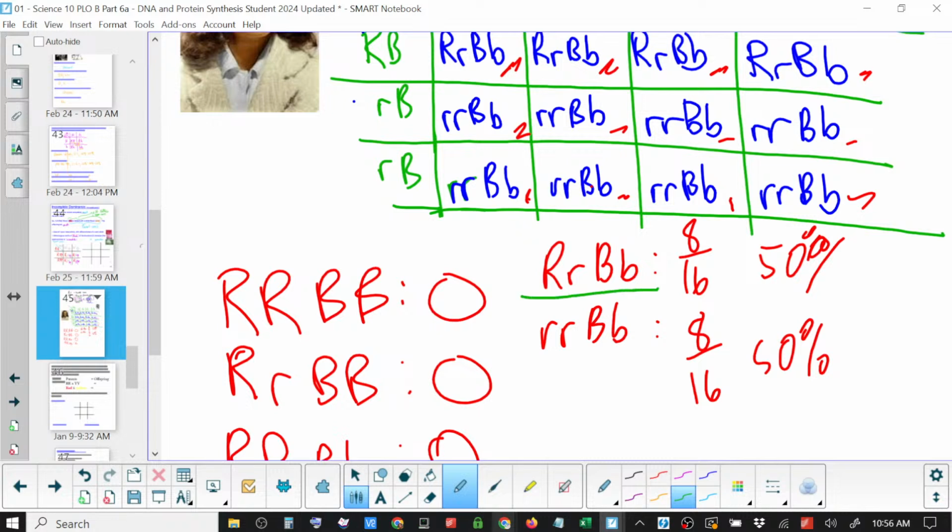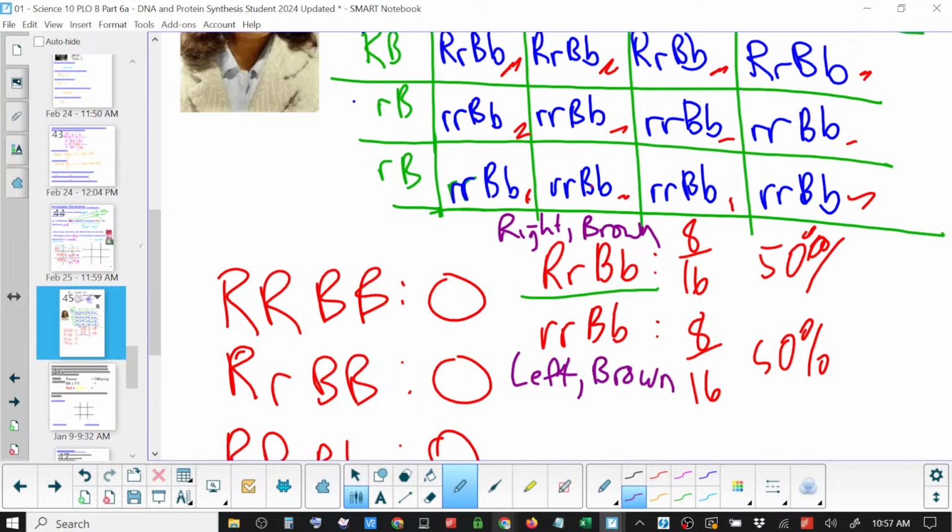What is the phenotype of that one? It is a 1-to-1 ratio, but what is the phenotype? Right-handed brown eyes. What's the phenotype of the bottom one? Left-handed brown eyes.